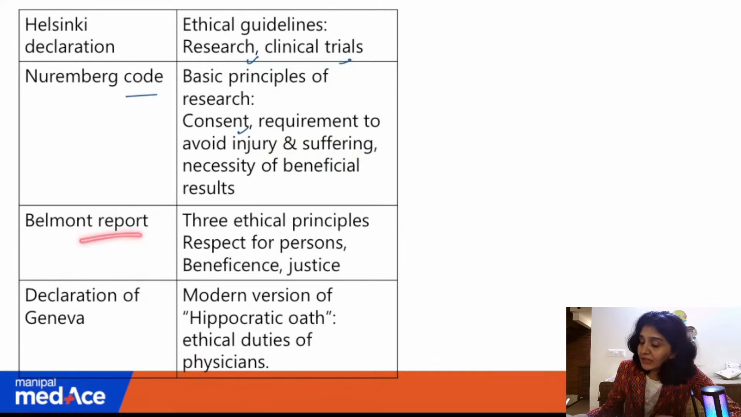Belmont Report, 3 ethical principles. There are basically 4 ethical principles now, right? Beneficence, non-maleficence, autonomy, justice. Under that, 3 have been covered under Belmont Report, that is respect for persons, beneficence, and justice. Declaration of Geneva is like a modern version of the Hippocratic Oath. Ethical duties of physicians are highlighted under this. All right. So these are the declarations and codes which are important for your upcoming exams.